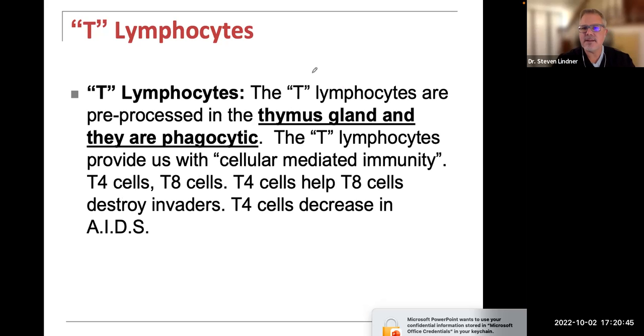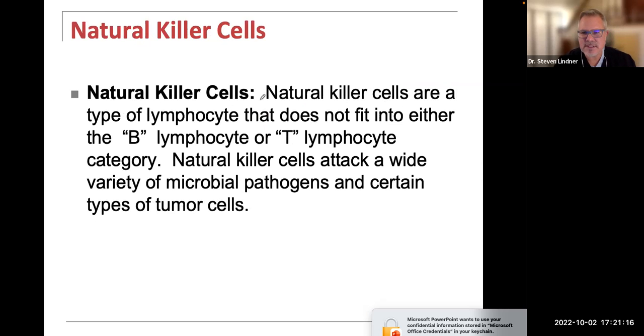The T lymphocytes, think of the T for thymus, are pre-processed in the thymus, and they are phagocytic. The T lymphocytes provide us with cell-mediated immunity. T4 cells and T8 cells, you'll hear those a lot. The T4 cells help the T8 cells destroy invaders. So the T4 cells are very important, and it's the T4 cell count that really takes a hit in acquired immune deficiency syndrome, known as AIDS.